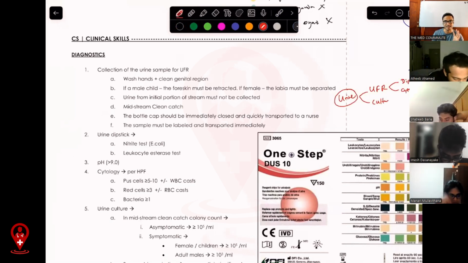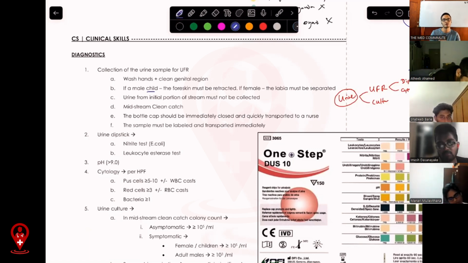Wash the hands and clean the genital region. Now, if this is the parent and the child coming in, you must get the parent to clean the child's genital region with soap and running water. If it is a male child, when we are doing the sample collection, if he has not been circumcised, the foreskin must be retracted. And if female, the labia must be separated.